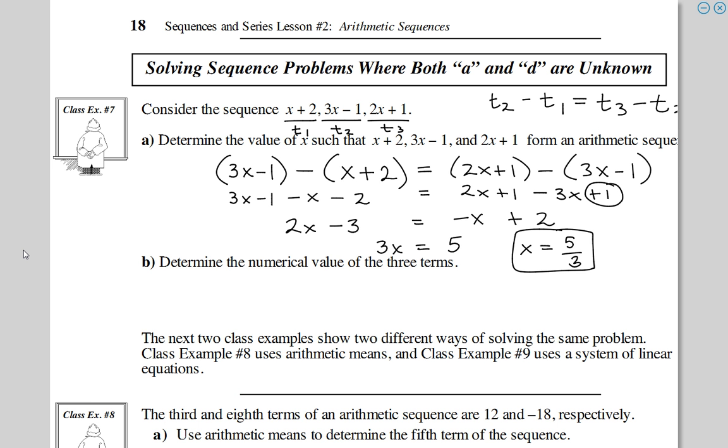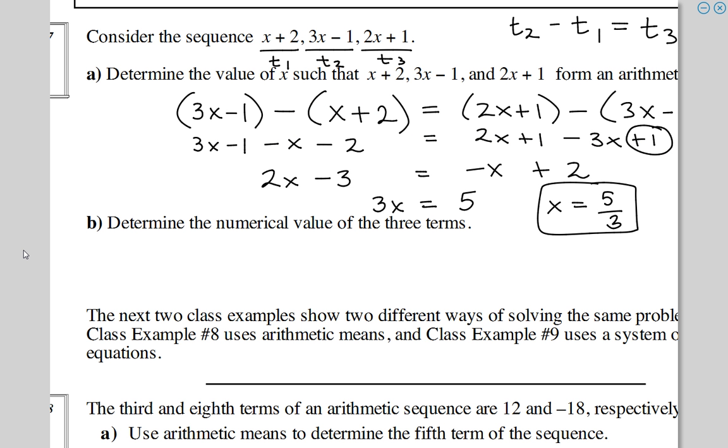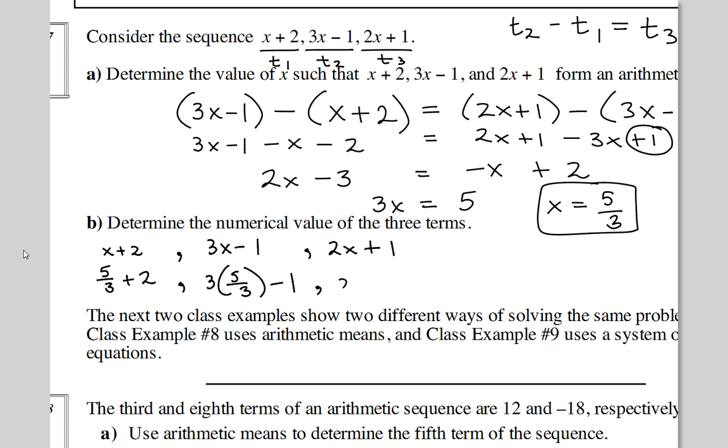Okay, now we need to determine the numerical value of the 3 terms. So the first term is x plus 2, so 5/3 plus 2. And then the second term is 3x minus 1, so 3 times 5/3 minus 1. And then 2x plus 1 will be 2 times 5/3 plus 1.